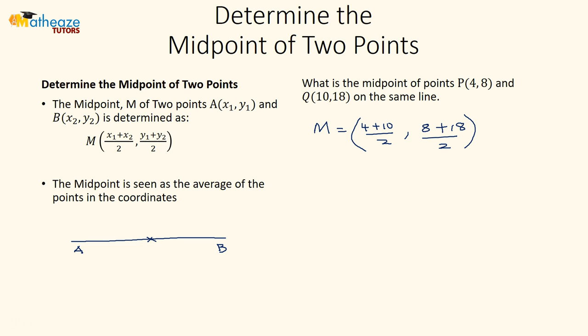So the midpoint M is now going to be 4 plus 10 is 14 divided by 2, we have 7. 8 plus 18, 26 divided by 2, 13. So the midpoint M is going to be that point 7, 13.